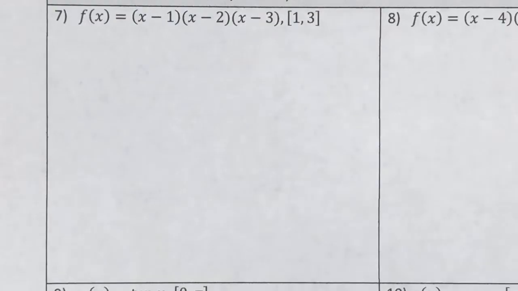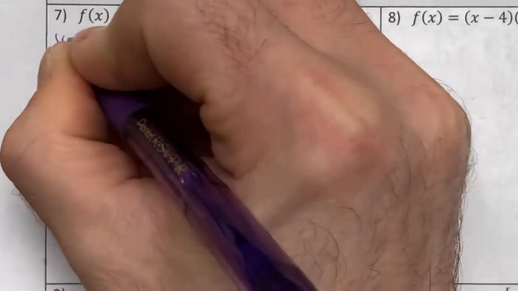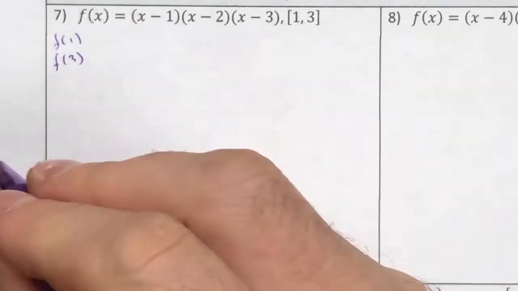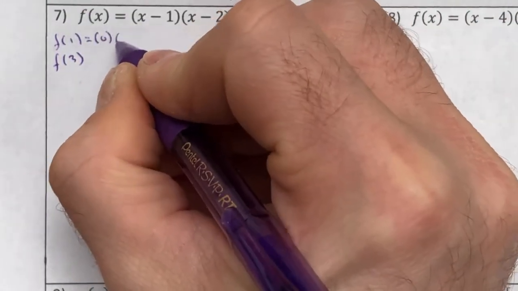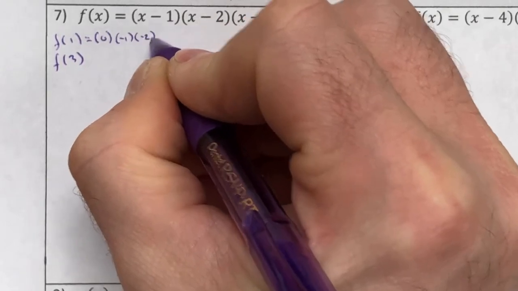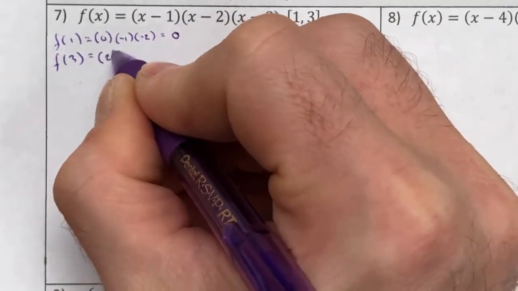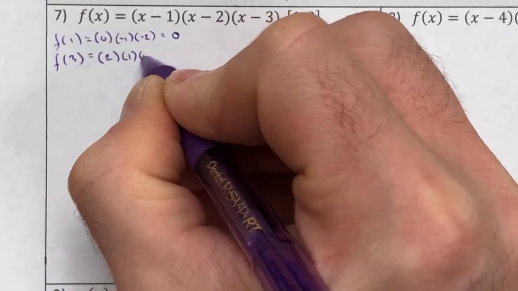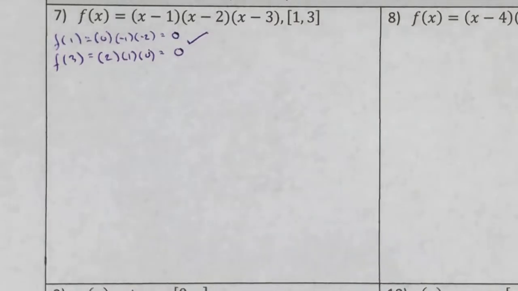Number 7, again, the first thing that we always want to try is plugging in those values. So we're going to plug in f of 1 and f of 3 and see what happens. F of 1 will give us 0 times negative 1 times negative 2, which is 0. F of 3 will give us 2 times 1 times 0, which is 0. So the first condition is met.